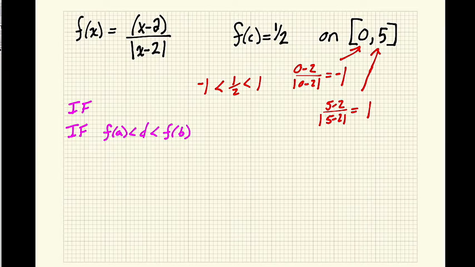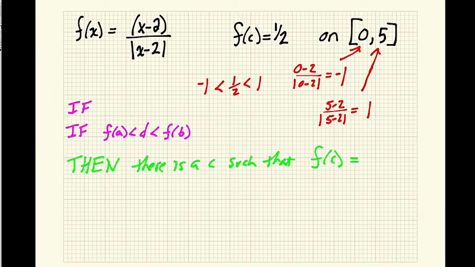And then the conclusion, right? Notice I've skipped that first if, but if the two ifs are true, then you get to make the existence conclusion. So then you get to say there is a c such that f of c equals, in this case, 1/2. In general, it's d, right? So that's the intermediate value theorem.